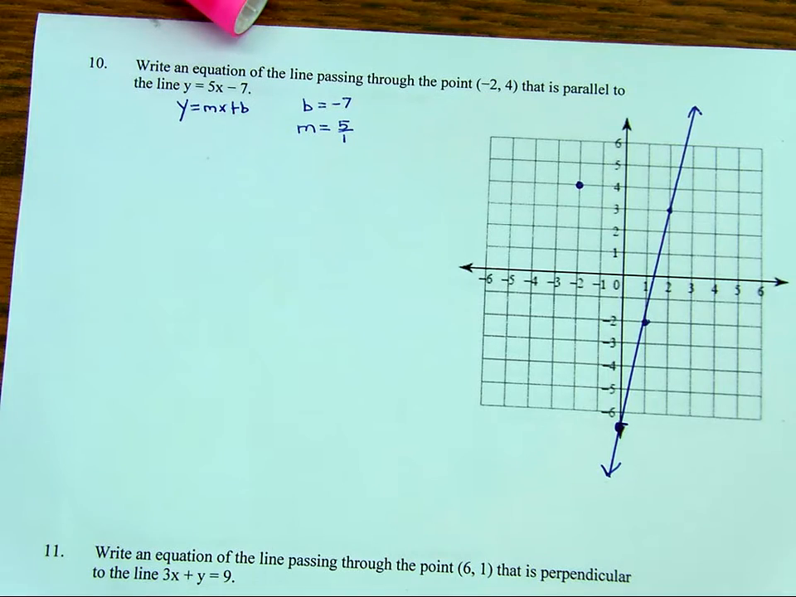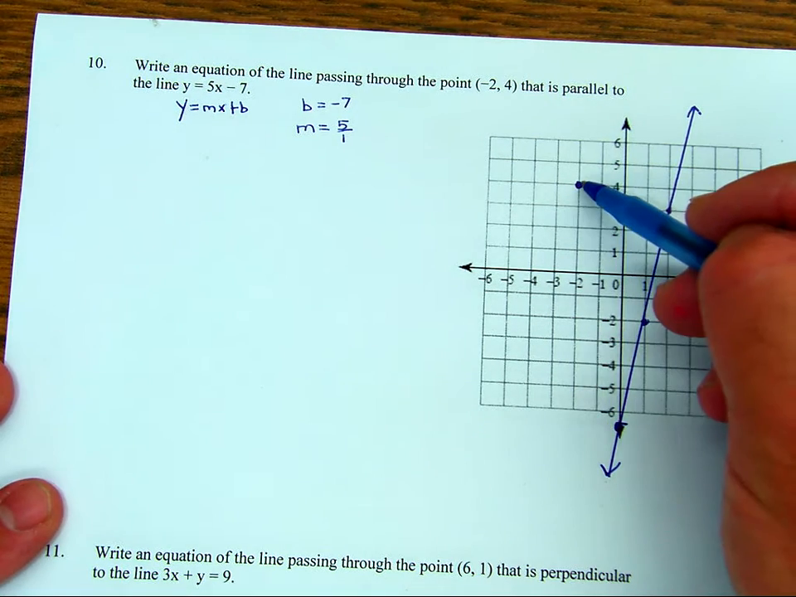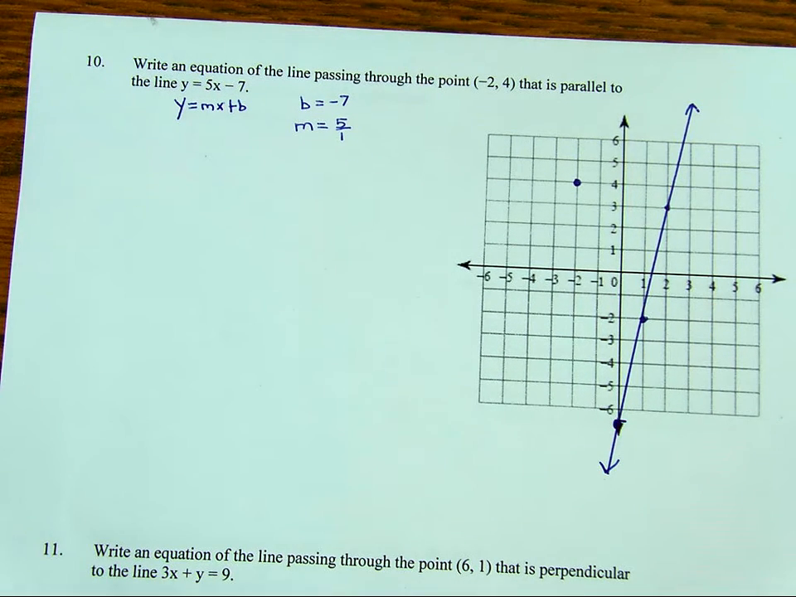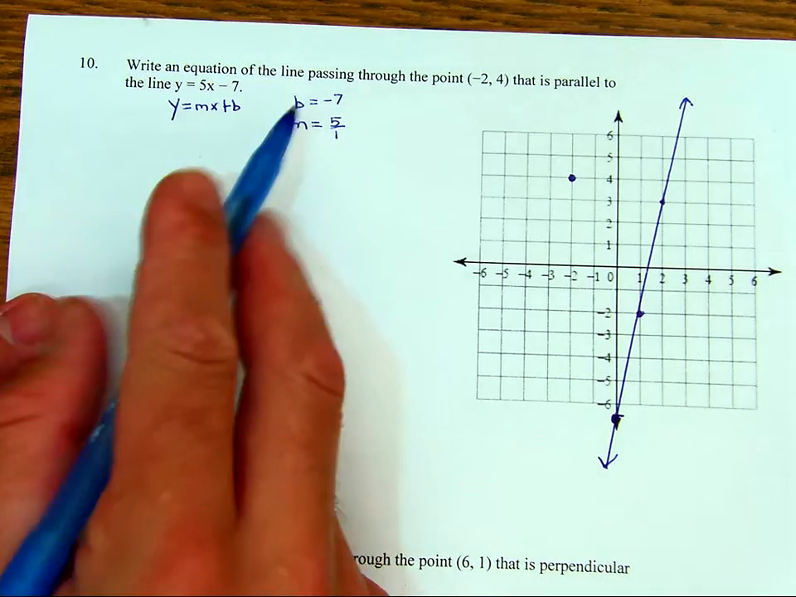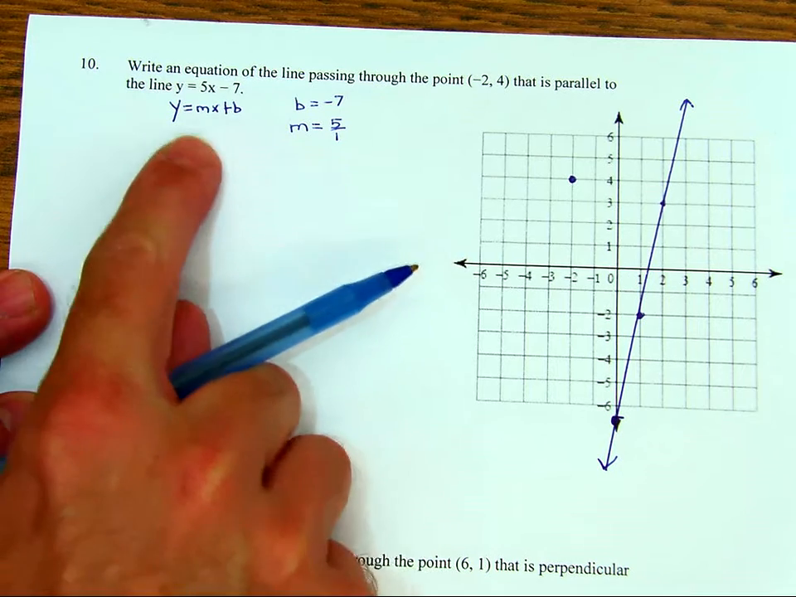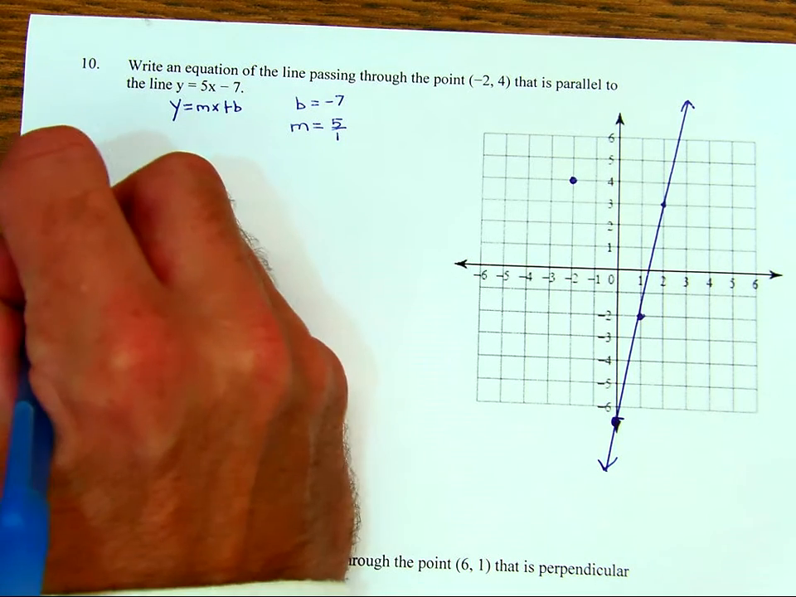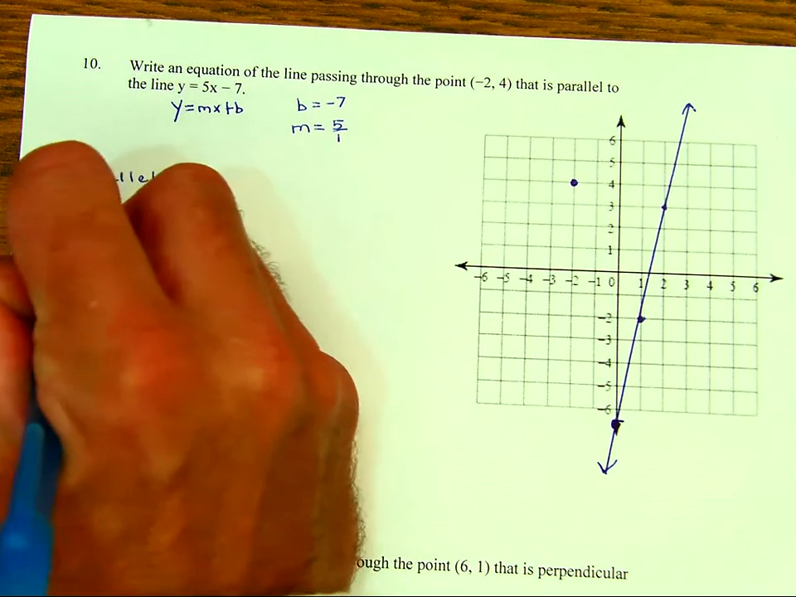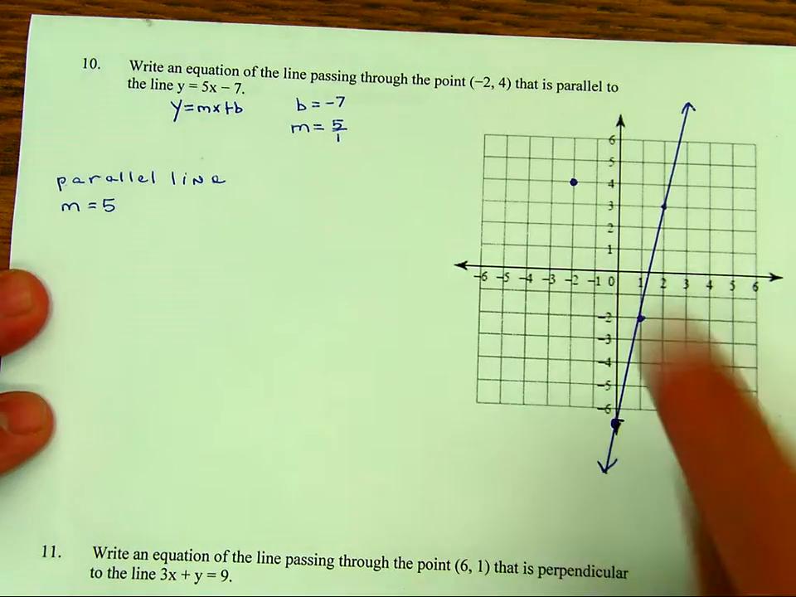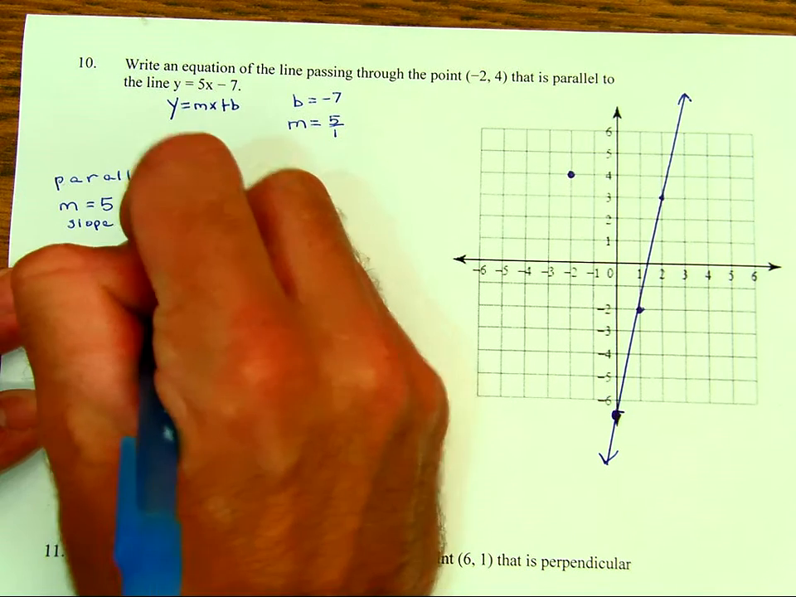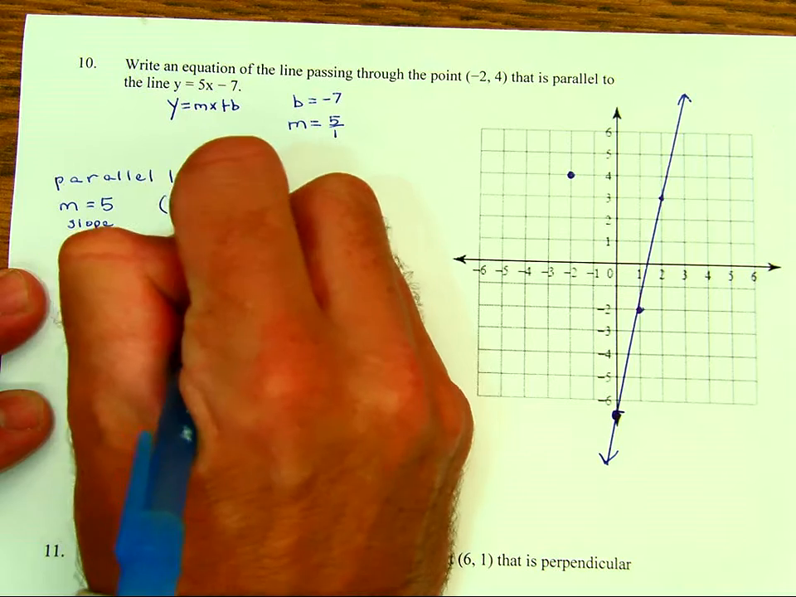Okay, and so what we're asked to do is write an equation of the line that passes through this point, negative 2, 4, that's parallel to this line. So what we should know about parallel lines is that parallel lines have the same slope. So if the slope of this line was 5, the slope of a parallel line would also be 5. Okay, and then we're given a point that it passes through. So this is a slope. We also know that it passes through the point negative 2, 4.